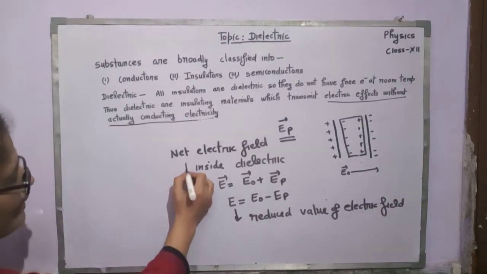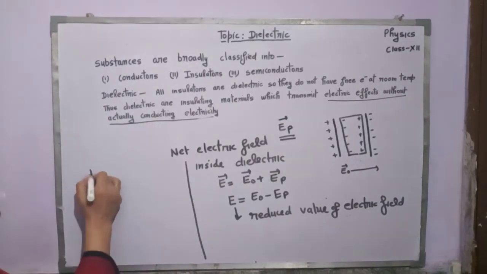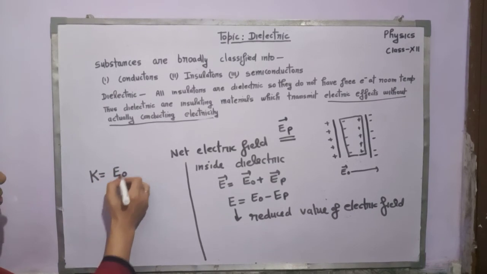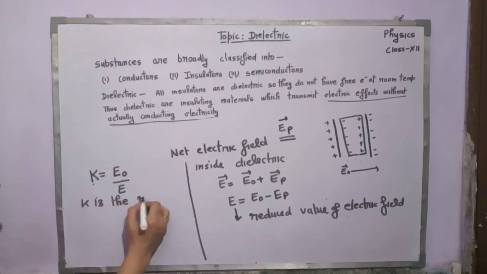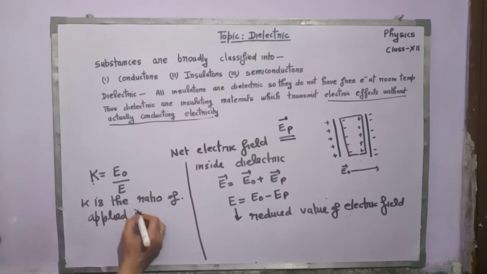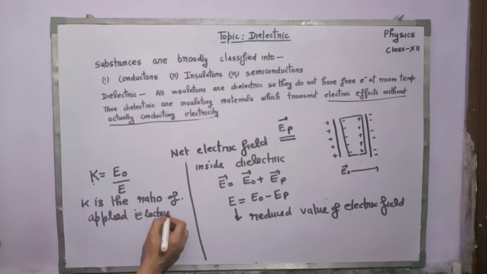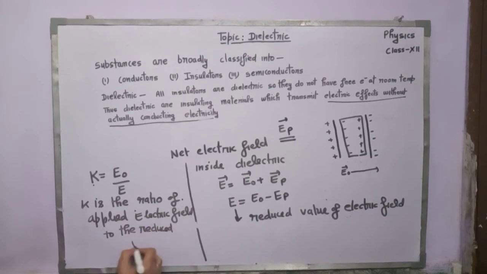How can you define the dielectric constant? The dielectric constant is denoted by capital K. That means K is equal to E naught upon E. Or you can say the dielectric constant K is the ratio of the applied electric field to the reduced value of the electric field.